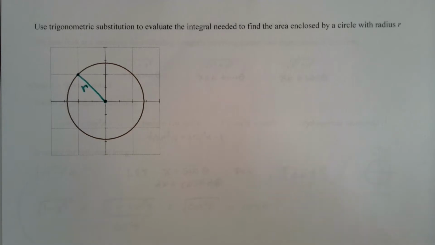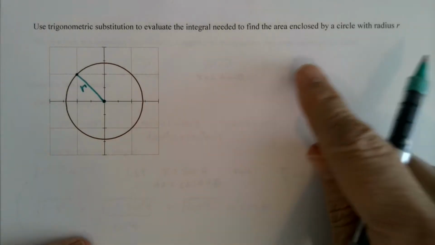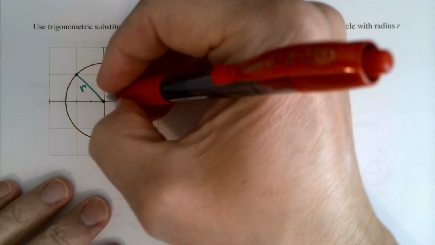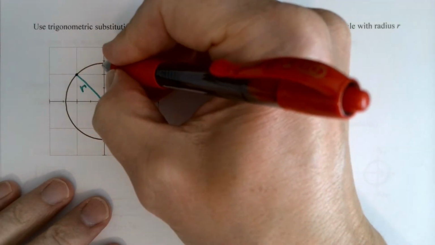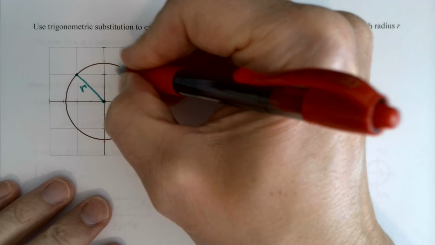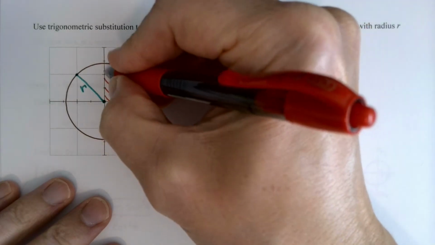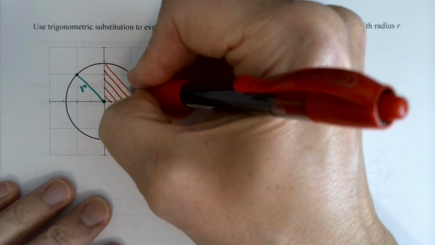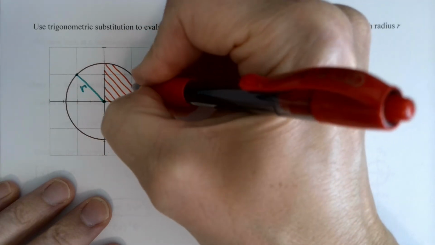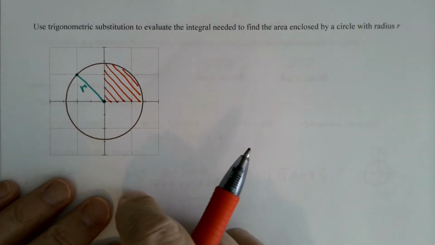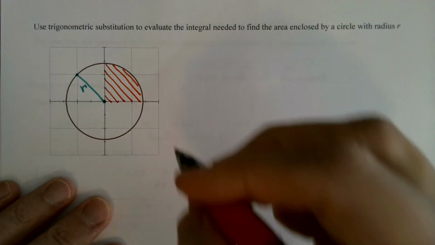All right, r is some fixed number. Keep that in mind. That's not a variable, that's a constant. So for a circle of a fixed radius r, what is the area enclosed? And what I'm actually going to do is find the area of this 1/4 circle. In other words, I'm going to find this area here, and then I will simply multiply that area by 4, right, to get the area of the entire circle. Okay, so what is this area?